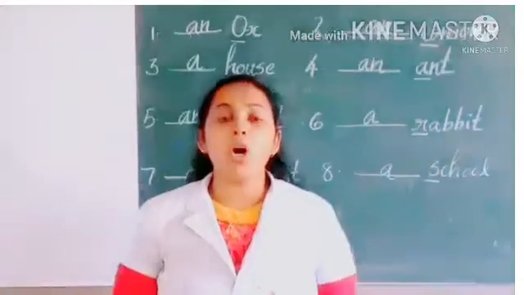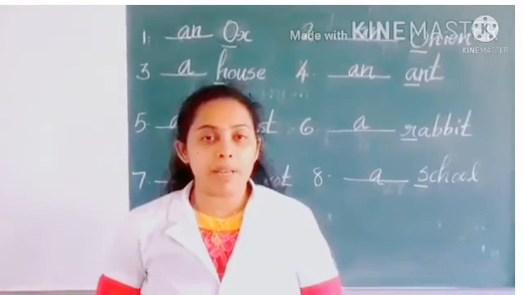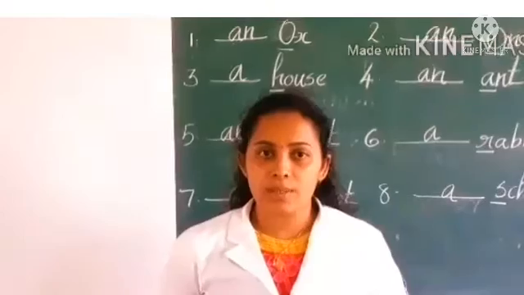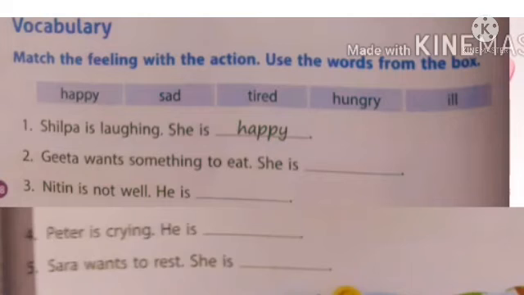And we can do one more textual exercise from lesson 7, page number 38. I will read. Match the feeling with the action. Use the words from the box. In the box, they are given the words happy, sad, tired, hungry, and ill. And below, they are given 5 sentences. So, some words are missing in those sentences. So, the words that we need to find out from the box and complete the sentences.